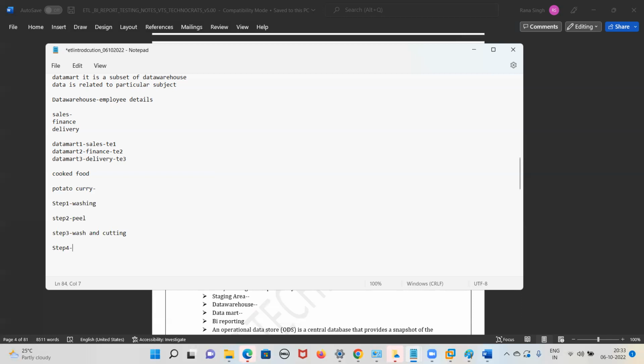Sorry, step four will be what? After cutting, what will you do? Cooking. After that, cooking. Okay, fine, guys. So these are the steps to cook a vegetable.